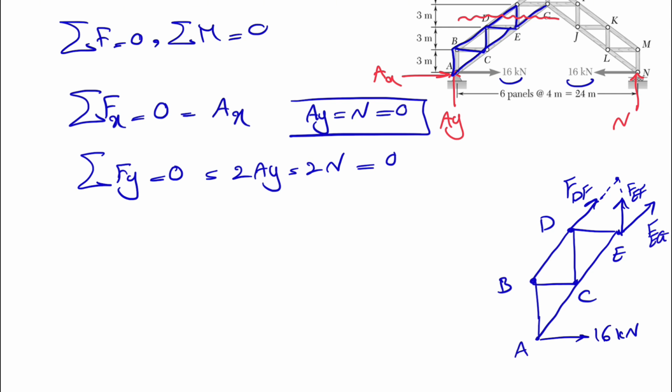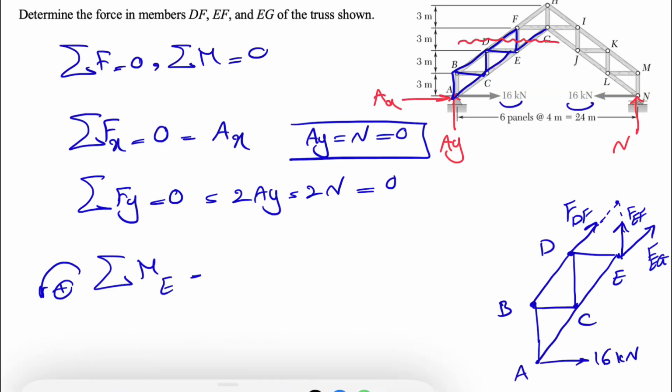If we look at this, we'll see that we have the most unknowns at point E. It makes sense to start our equation by finding the moment about point E. That way we can get rid of two of the unknowns, and we can find FDF. But before going there, let's figure out the angle that we have in here.